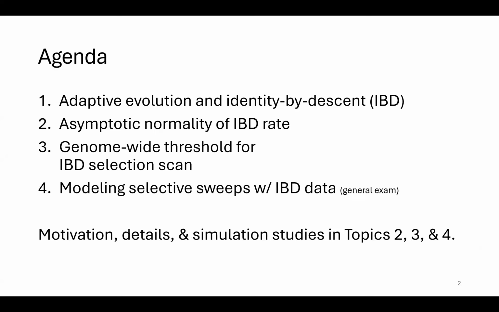That's my third project. And I'll briefly touch on the content in my general exam or my candidacy exam, which was about modeling recent and hard selective sweeps with the IBD data. For topics 2 and 3, we'll have some motivation, technical details, and empirical studies. I'll have some real data analysis results for topic 4.